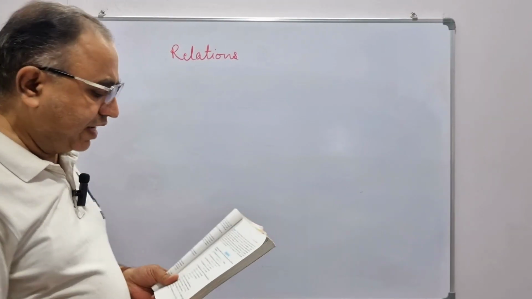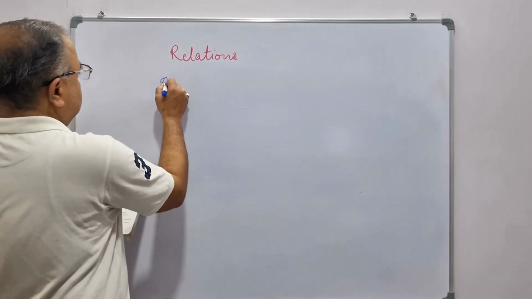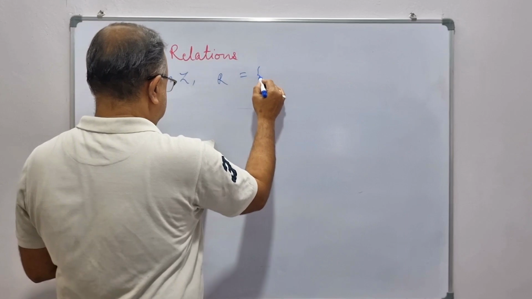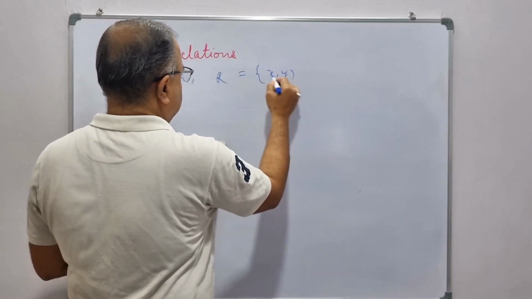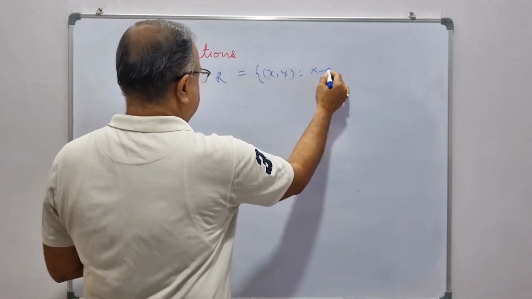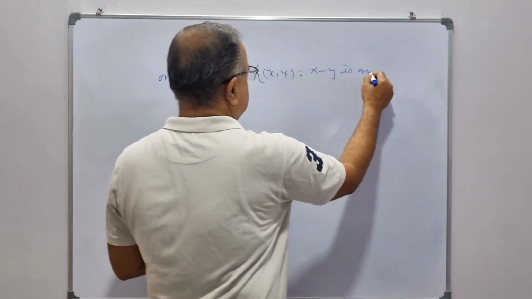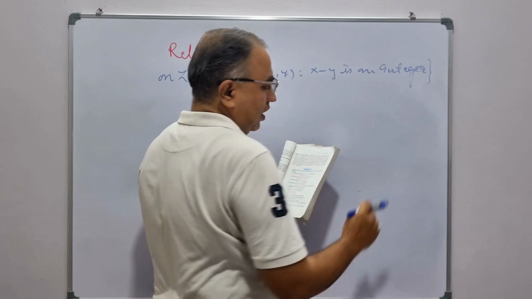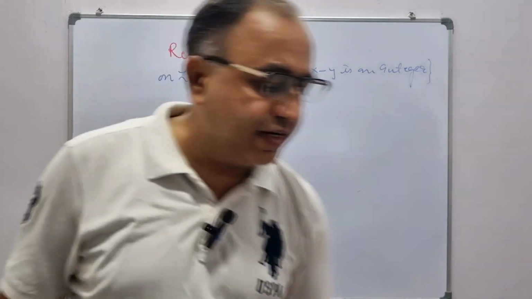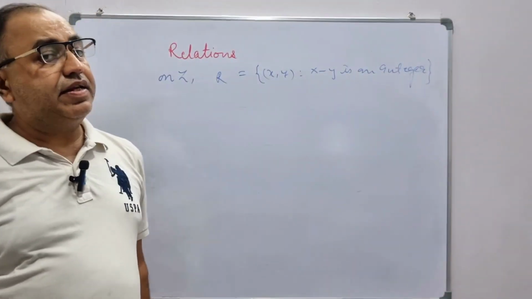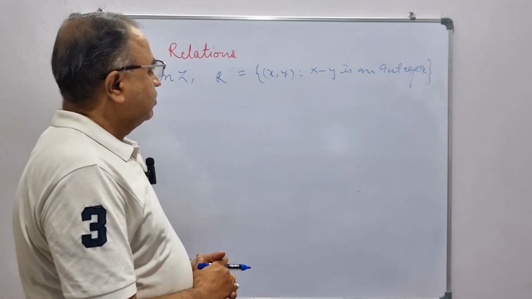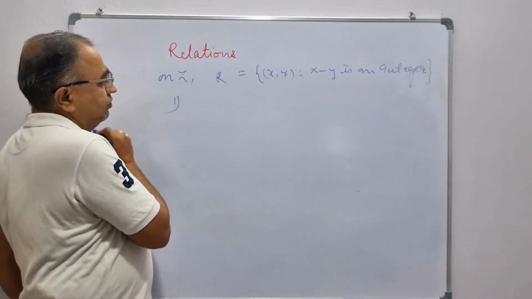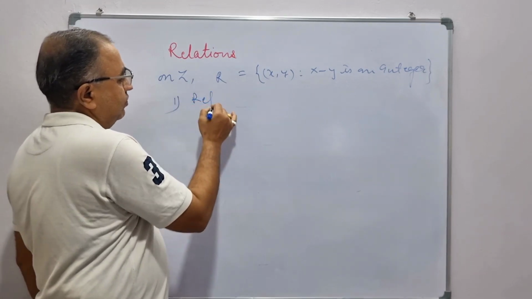Another example: on the set of integers, define a relation R as the set of (x, y) where x minus y is an integer. You know there are three types of integers: positive, negative and 0. So where x and y are two integers, let's see the first one, reflexive.